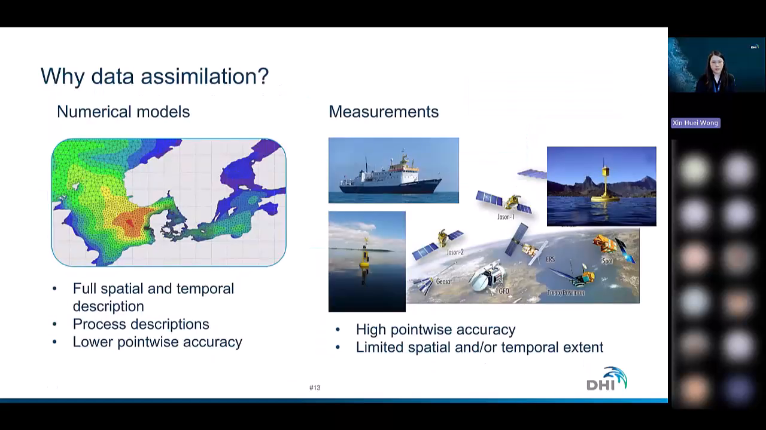So why do we use data assimilation? Because we are able to combine models and measurements, as mentioned. With models, we have full spatial and temporal description, process descriptions, and lower point-wise accuracy, but with measurements, we have higher point-wise accuracy and limited spatial extent. So combining the two, we are able to resolve those.